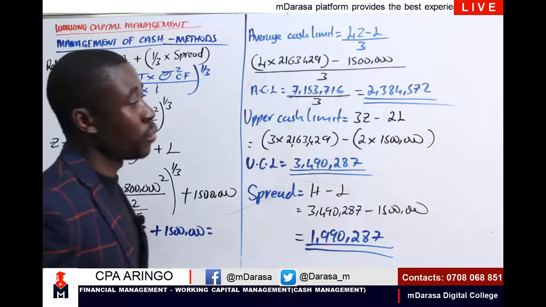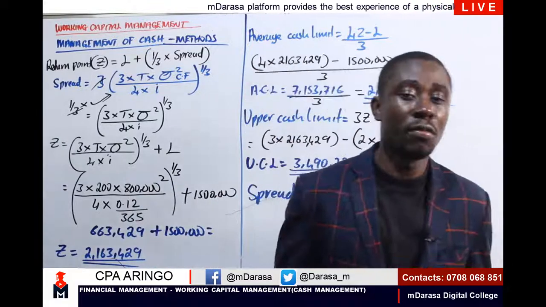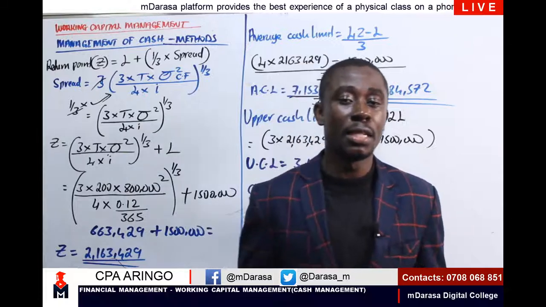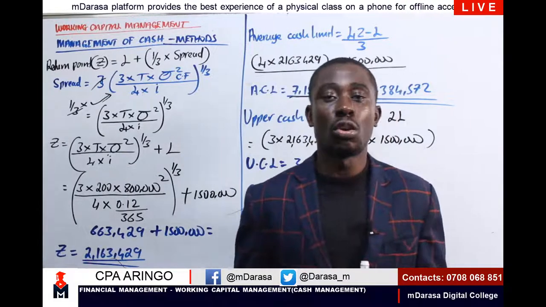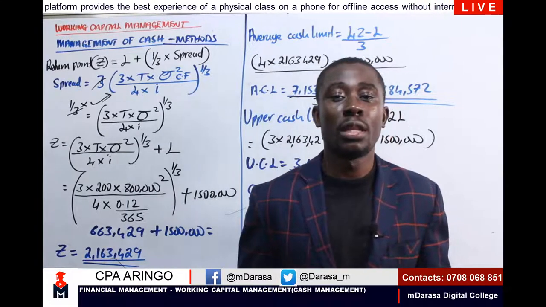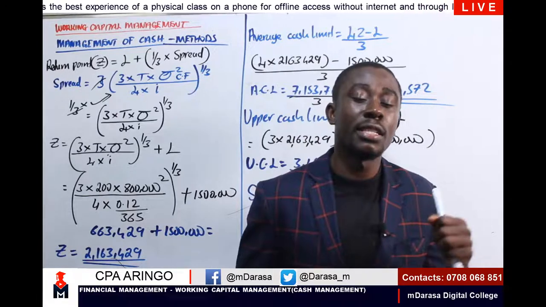So in summary, we say that working capital management is just a matter of making sure that we effectively use our current assets and current liabilities. Current assets, we've talked of inventories. We've talked of the aspect to do with receivables and cash. So in our class, we've just done cash management.